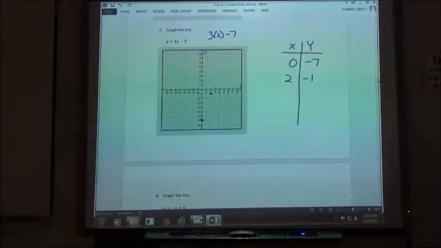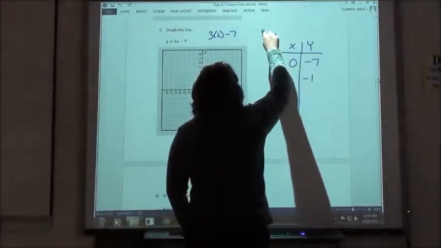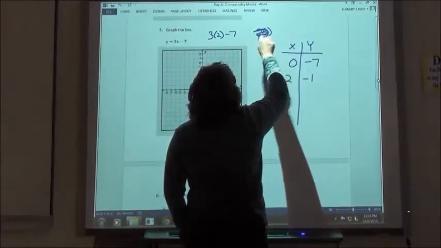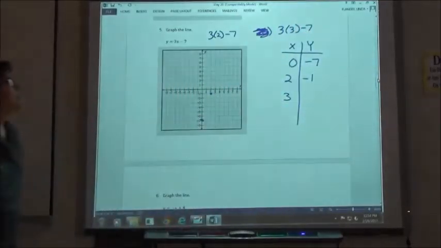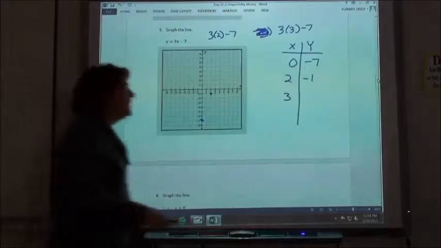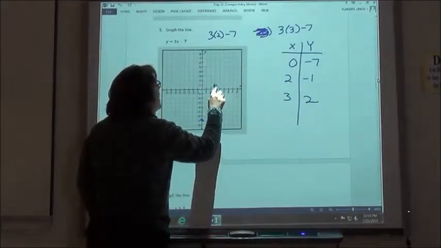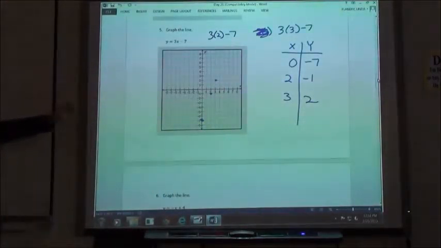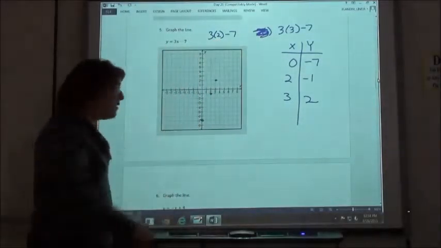What else might we want to put in for x? 3, okay. So 3 times 3 minus 7, which is 2. So I'm going to go over 3 and up 2, right? So again, all those dots should line up. Because my slope is positive, I'm going uphill as I connect my dots from left to right.